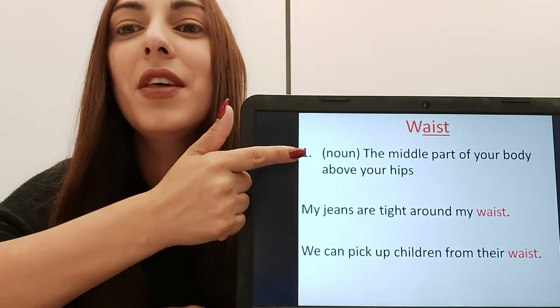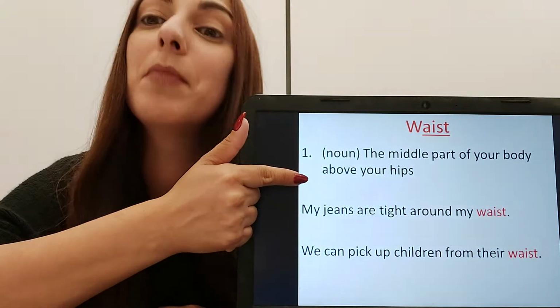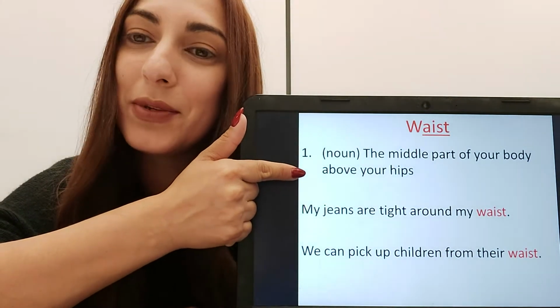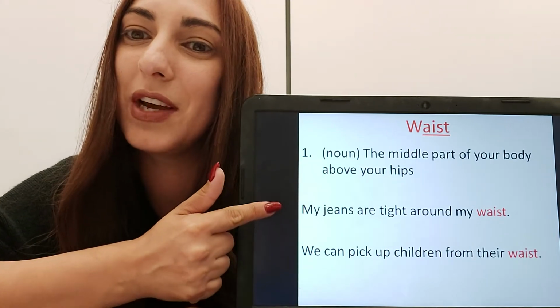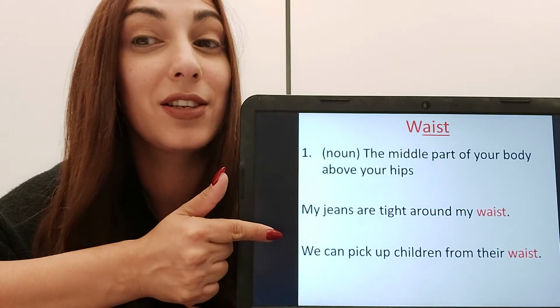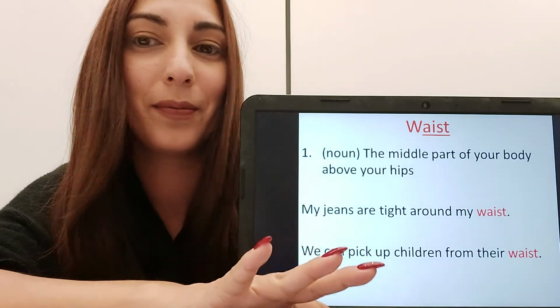W-A-I-S-T. Now, this is just a noun, and it means the middle part of your body, just above your hips. So you can read the examples here if you want to pause the video. Let's look at the other waist and compare.